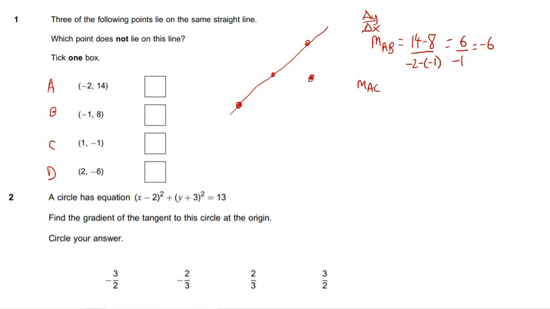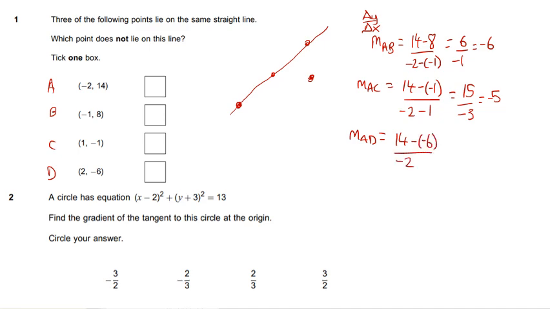So what about between A and C? So what have we got there? We've got 14 minus minus 1 divided by minus 2 minus 1. So that's 15 over minus 3, which is minus 5. So they're different. What about A and D? 14 minus minus 6 divided by minus 2 minus 2. So that's 20 over minus 4, which again is minus 5.